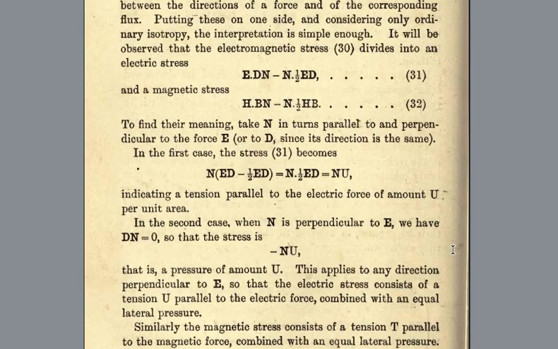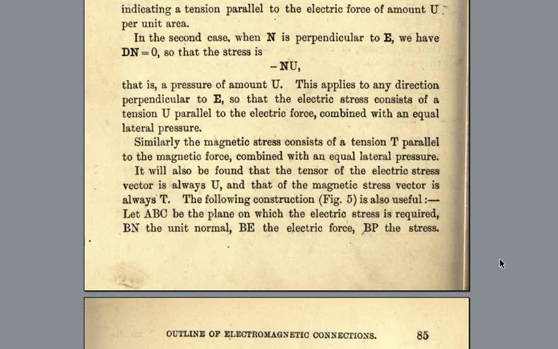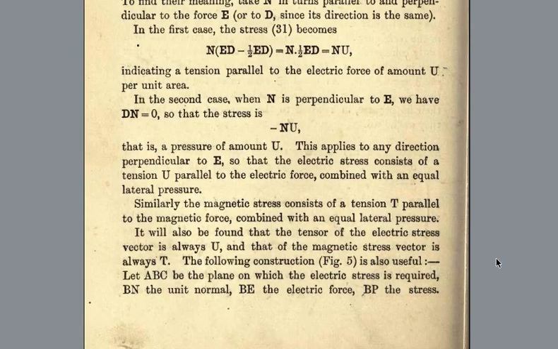That is equation 32. To find their meaning, take N in turns parallel to and perpendicular to the force E, or to D, since its direction is the same. In the first case, the stress, equation 31, becomes N multiplied by (ED minus 1/2 ED) equals N dot ED equals NU, indicating a tension parallel to the electric force of amount U per unit area. In the second case, when N is perpendicular to E, we have DN equals 0, so that the stress is negative NU. That is a pressure of amount U.